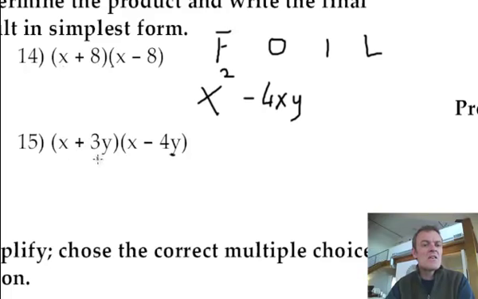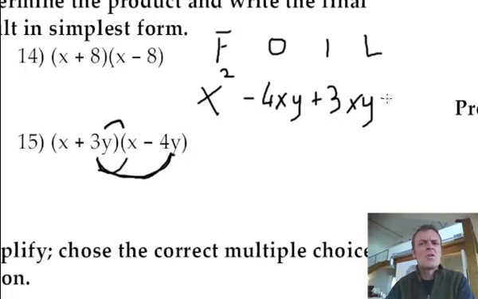Okay, the inner. Positive 3yx, so these two together, it's just 3xy in alphabetical order. And finally, the last. Here's the last one. Not too nice, but it's a 3 times a negative 4, which is negative 12. And y times y is y squared, just like x times x is x squared. So that's it. You've done it.